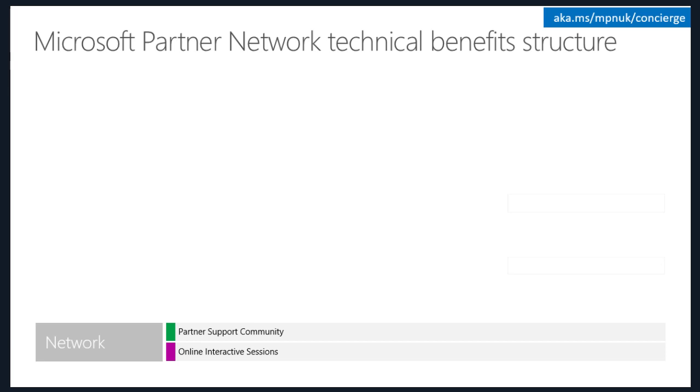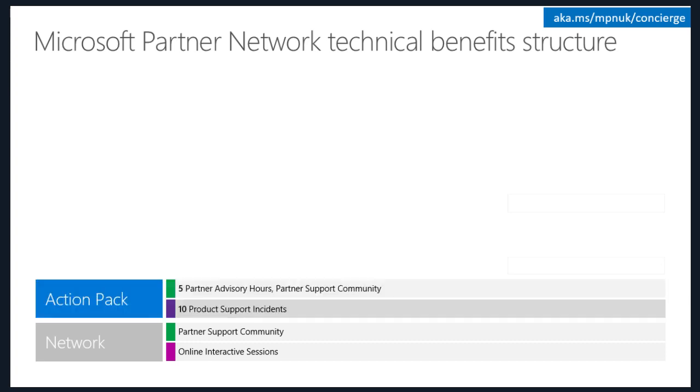But if you do require product support, then it might be worth looking at the Action Pack subscription, where, as you can see on the slide, you get access to 10 product support instance and it's only £350 for the annual subscription. So it really depends on what your business requirements are. But looking at that Action Pack level, you get access to 10 product support instance, as I just mentioned, along with the partner support community, so you can self-serve answers to any questions that you may have. And you also get access to 5 partner advisory hours.